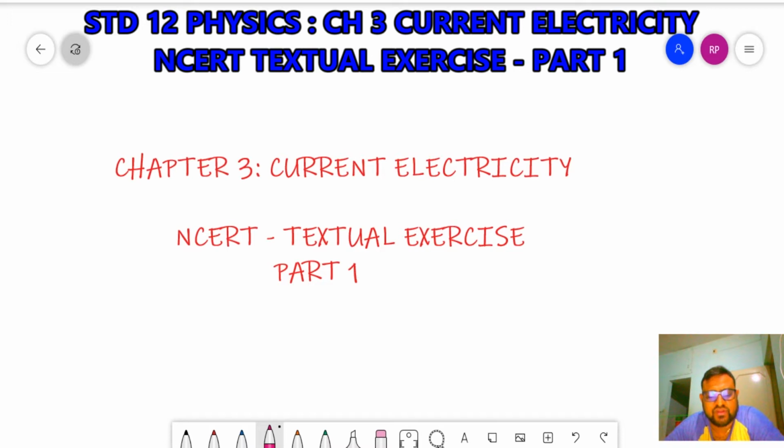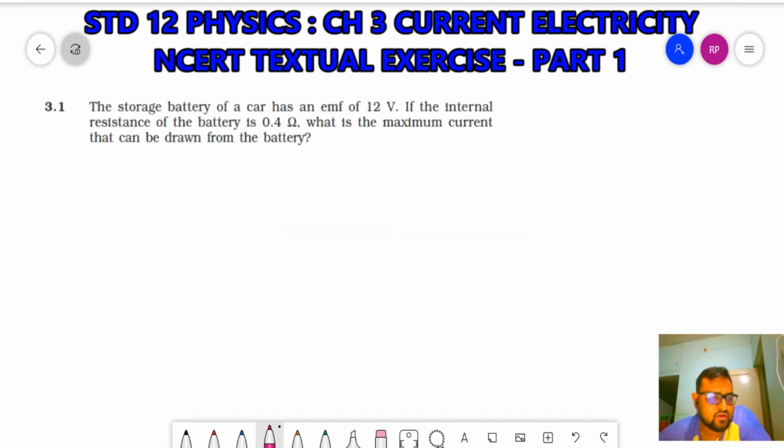Today we'll continue with the textual exercise of chapter number 3, that is current electricity. So let's start with question number 1. 3.1. The storage battery of a car has an EMF of 12 volt. Okay, so EMF is equal to 12 volt. And the internal resistance, we will use the symbol small r for internal resistance, that is 0.4 ohm. What is the maximum current that can be drawn from the battery?